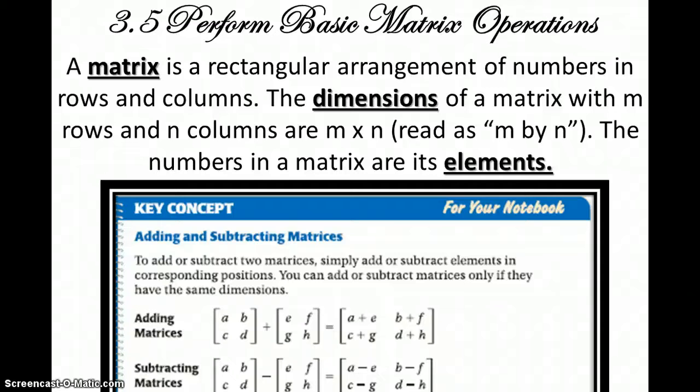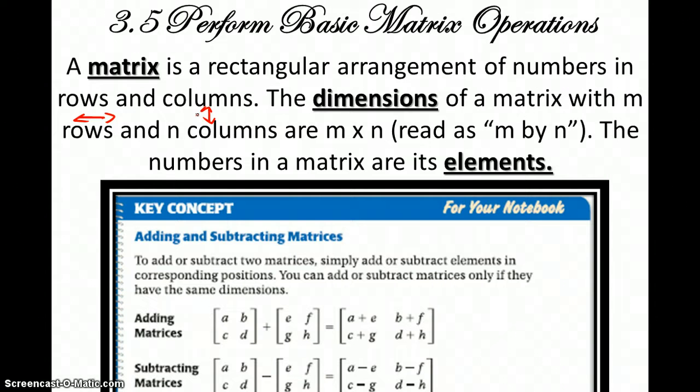Hello. Today we're going to be studying 3.5, Perform Basic Matrix Operations. A matrix is a rectangular arrangement of numbers in rows and columns. The dimensions of a matrix with m rows and n columns are m by n. The numbers in a matrix are called elements. Recall that rows will go from left to right, and your columns will go up and down.